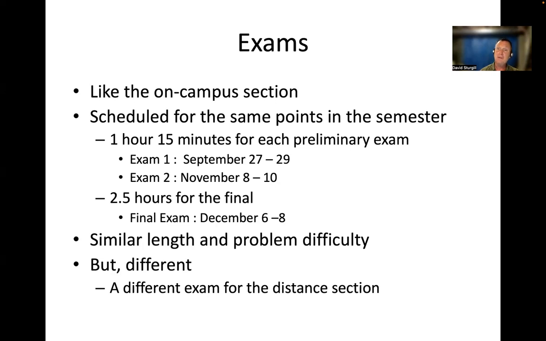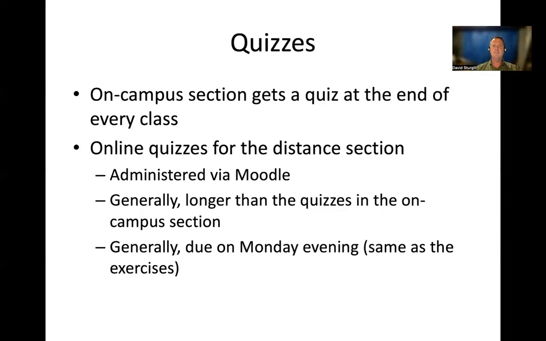Your exams will be of similar length. As with the on-campus section, the first 2 are an hour and 15 minutes. And the last one, the final exam, is a comprehensive exam that you'll have 2.5 hours to take. So you'll be taking exams of similar length, covering the same kind of material, but your exams will be different. Each of the sections will have their own exam.